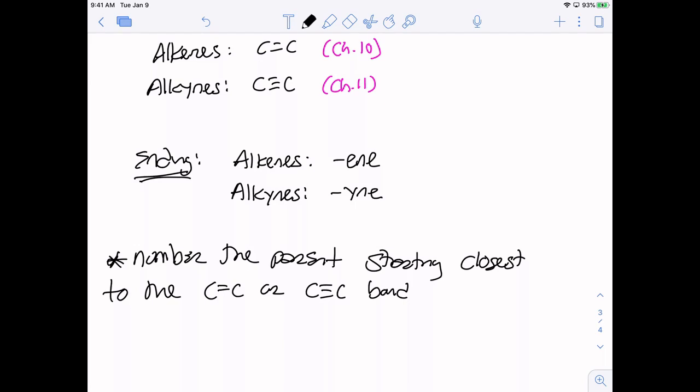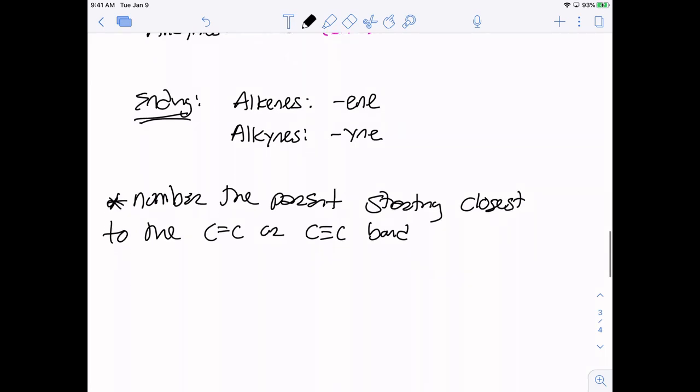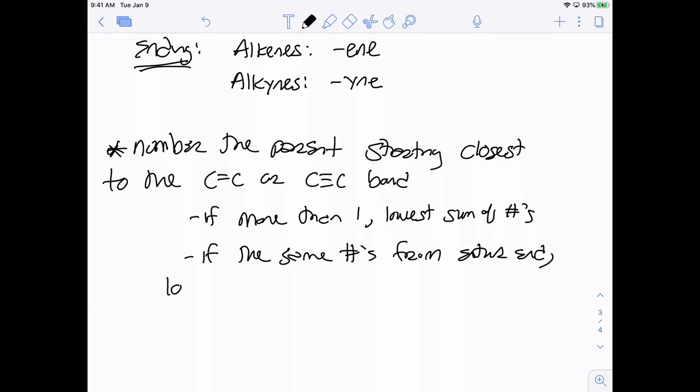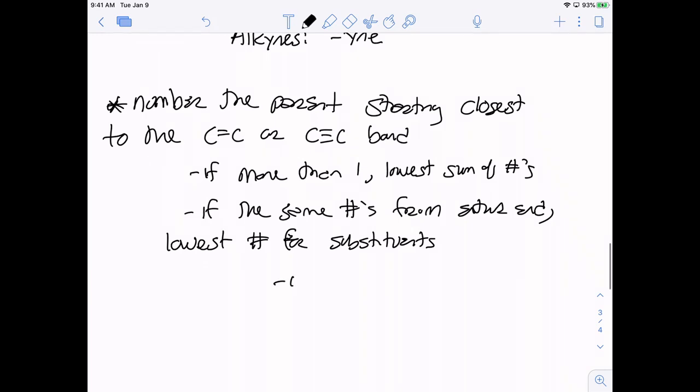So number the parent starting closest to the double bond or triple bond. If there's more than one, you want the lowest numbers for them. So just like we've been doing, I want the sum of the numbers where the double or triple bond starts to be the lowest sum possible. If symmetrical, so if the same numbers from either end, then you want the lowest number for substituents. If that's still symmetrical, then alphabetically.